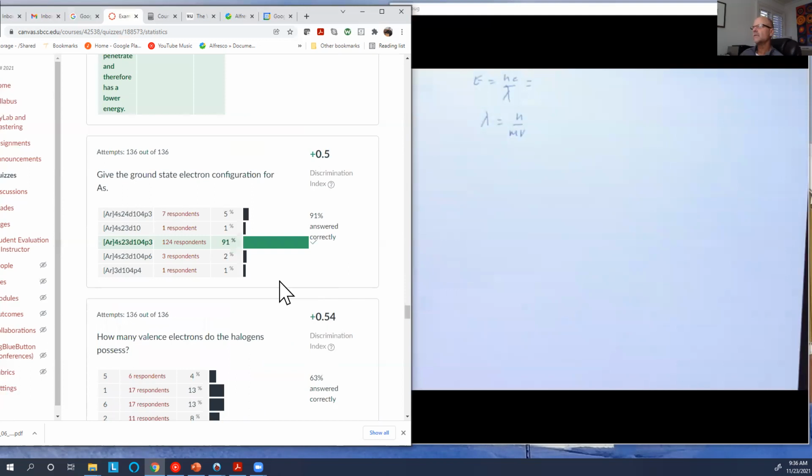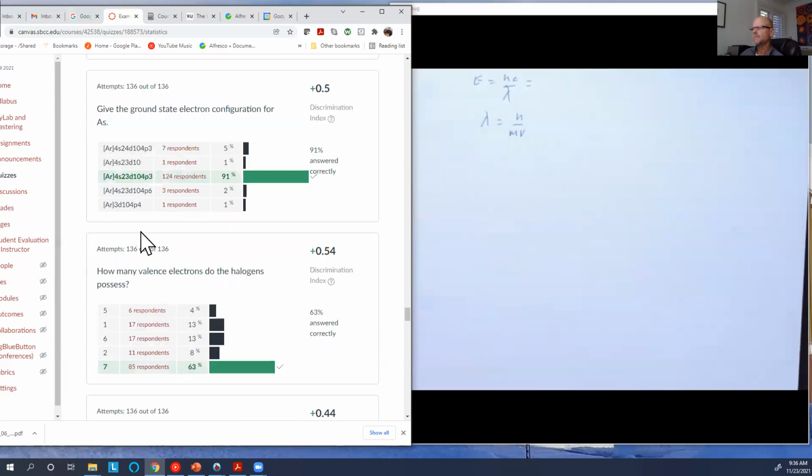Next one, give the ground state electron configuration for arsenic. Again, most of you got that right. It's this one. The main thing there was just to be able to read from the periodic table what the electron configuration was.